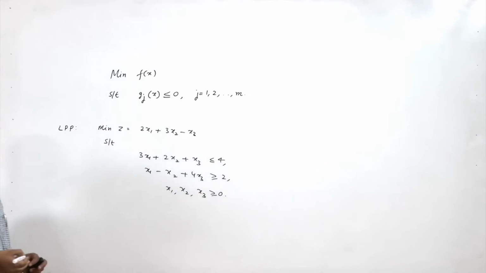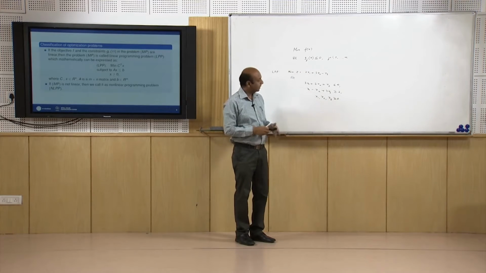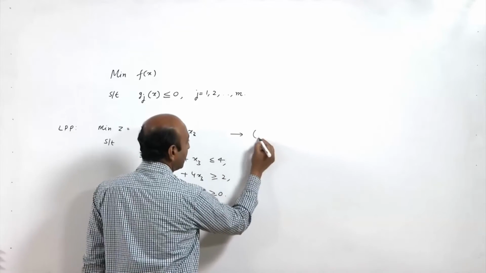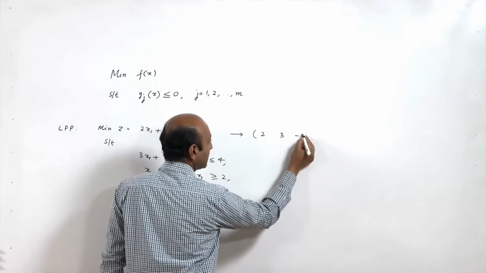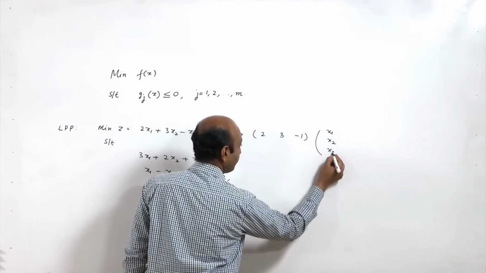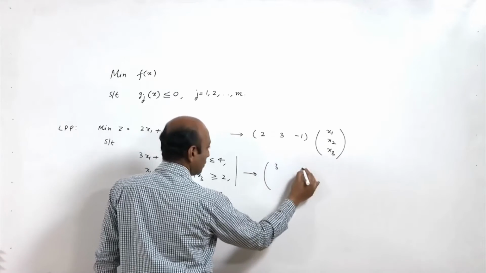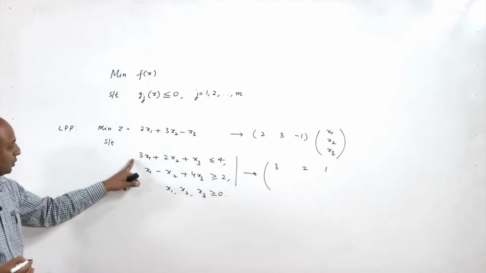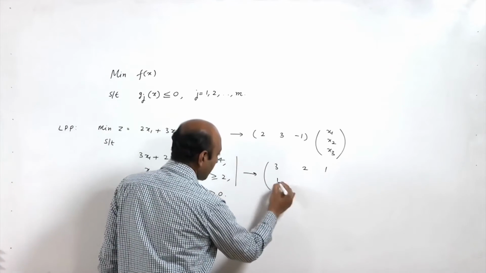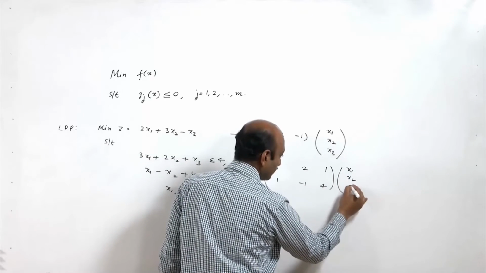So, this is an LPP, basically a linear programming problem. Now, in this LPP, this can be rewritten as 2, 3, minus 1, and this can be written as x1, x2, x3. These constraints can be written as 3, 2, 1, 3, 2, 1. This can be written as 1, minus 1, 4, 1, minus 1, 4, and it is x1, x2, x3.